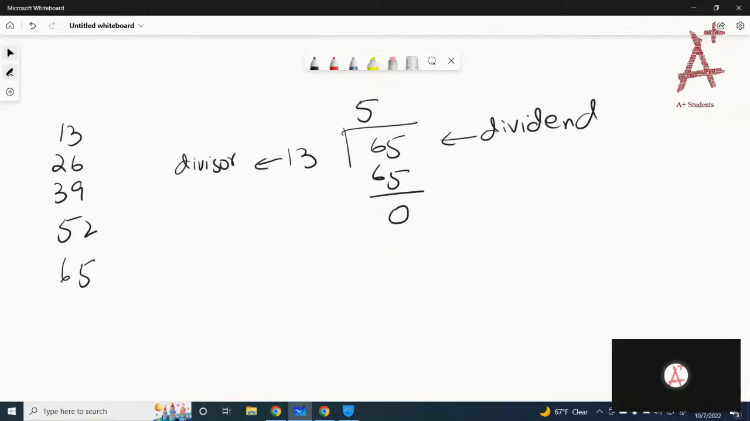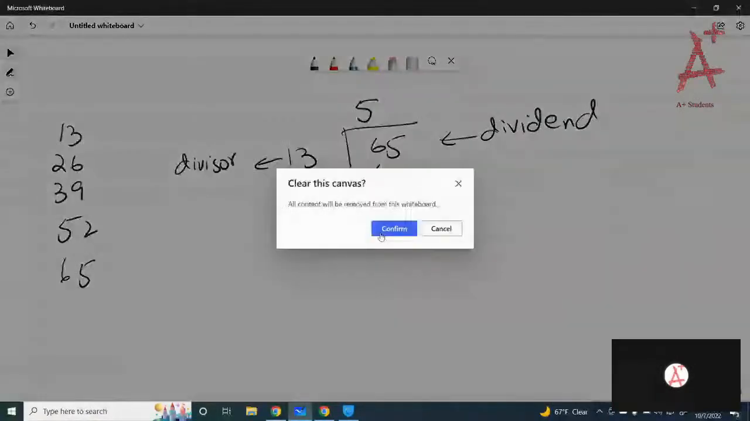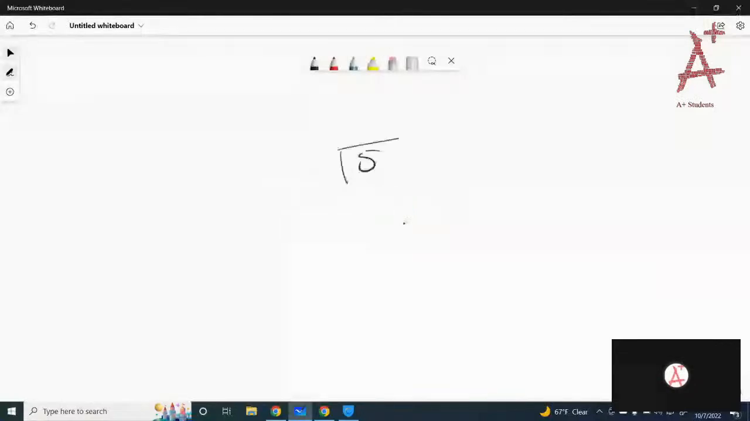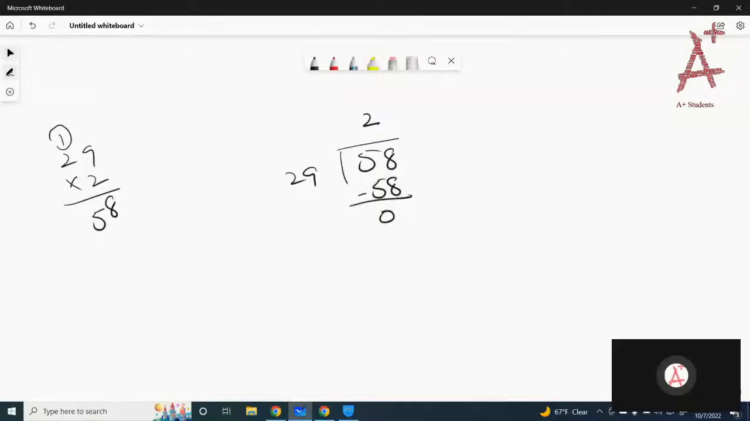Got it? Okay, the next one is 58 divided by 29. You have to count a table of 29 until you get 58. Got it? So 29 times 2 is I think 58. You can check by multiplying. 2 times 9 is 18. Write 8 and carry 1. 2 times 2 is 4 and 1 is 5. Yes, 29 times 2 is 58. Got it? 58 subtract 58 is 0. Got it? So the correct option is 2.